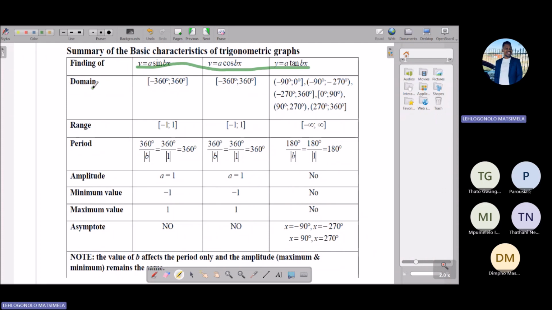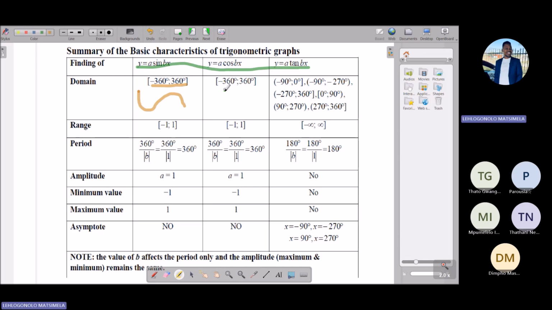Good. By the domain, we mean where the graph starts and where the graph ends, meaning the complete shape of a graph. The complete shape of a graph of a sine, let me use a different one. For example, regardless of whether A is positive or negative, it has to be an S shape in this format. So it takes 360 to make up this shape.